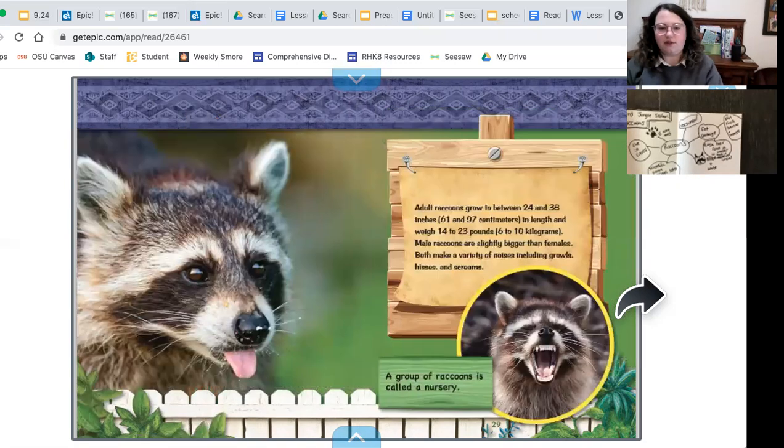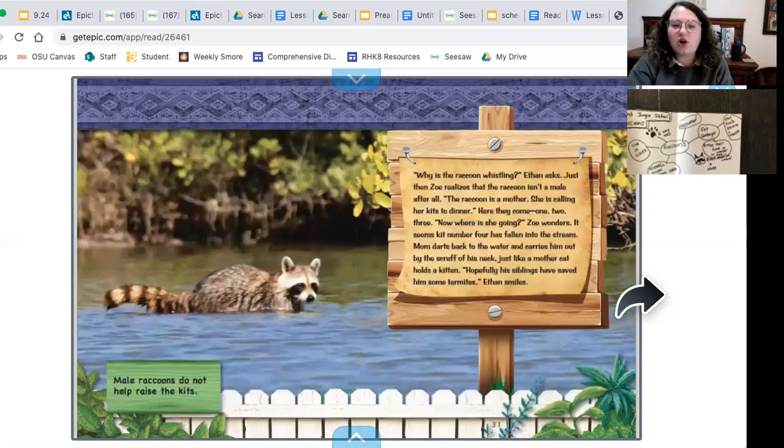Wow, I didn't know raccoons lived longer in zoos. Adult raccoons can grow between 24 and 38 inches in length and weigh 14 to 23 pounds. Male raccoons are slightly bigger than females. Both make a variety of noises, including growls. Can you give me a raccoon growl? How do you think they growl? Hisses. How do you think they hiss? And scream. How do you think they scream? A group of raccoons is called a nursery. Male raccoons do not help raise the kits.